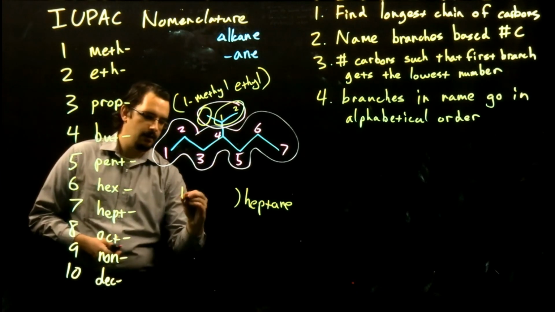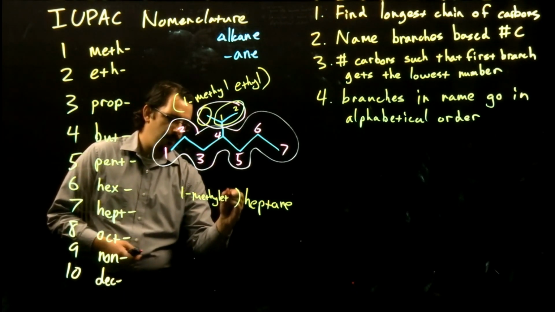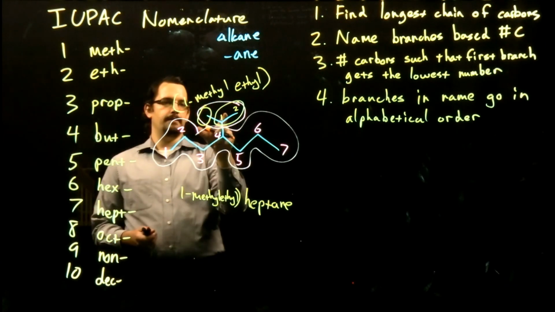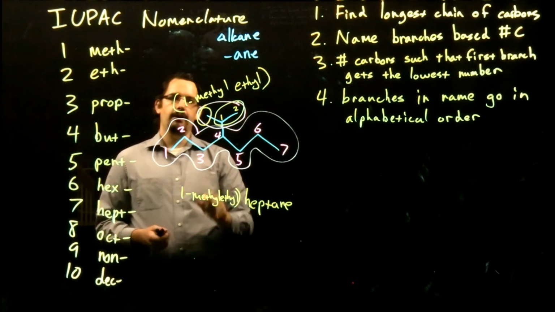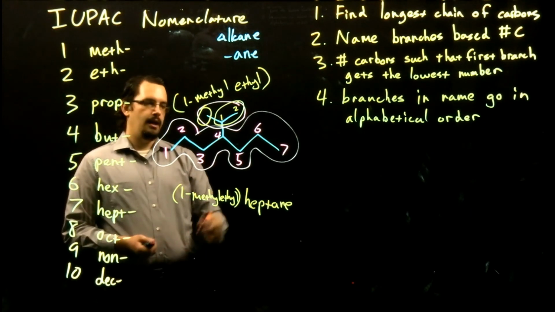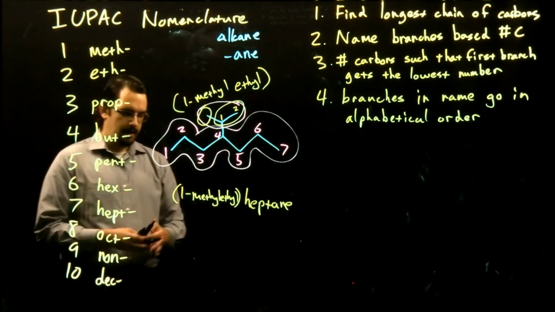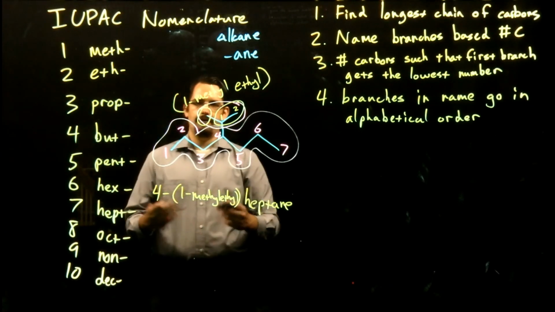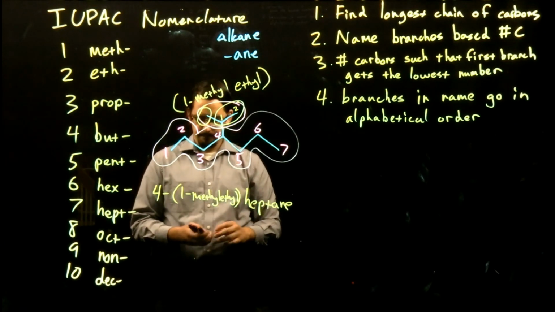So this is 1-methyl-ethyl. The 1-methyl is that branch coming off my branch at the first carbon. The ethyl is my 2-carbon parent chain of the branch. And now I just need my number here, that number 4, to indicate that this complex branch comes off at the 4th position of my heptane parent chain.